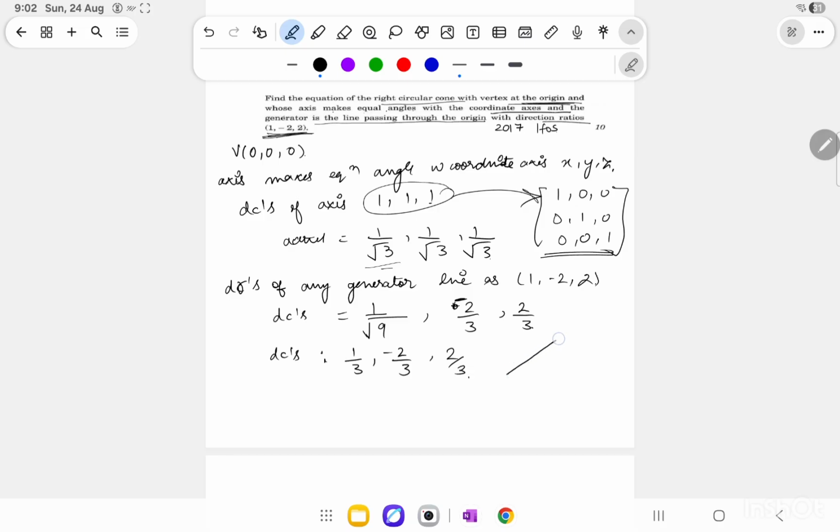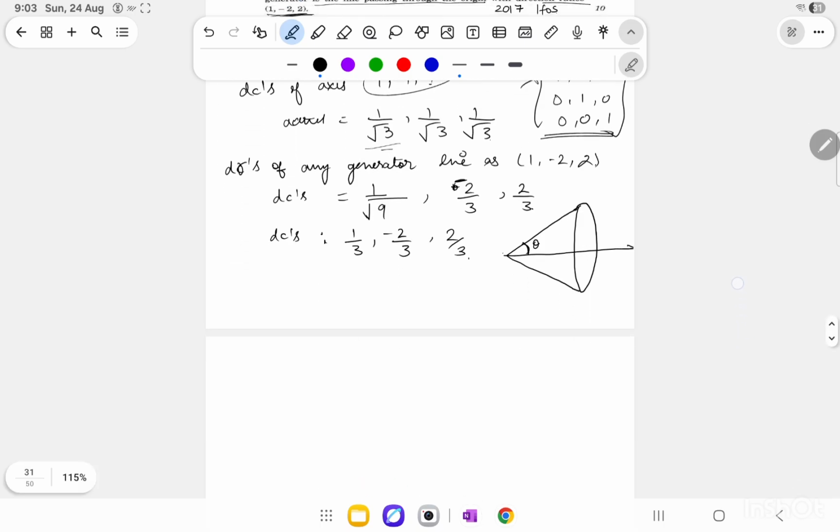And we know that if this is our cone, and it has this as axis, then this angle is theta, the angle between the axis and the generator. So from here I can find my angle theta. Cos theta will be 1 by 3 root 3 minus 2 by 3 root 3 plus 2 by 3 root 3. This balances out this one. So I got my cos theta as 1 by 3 root 3.